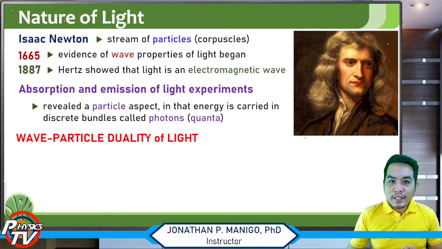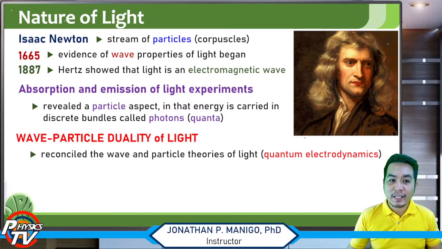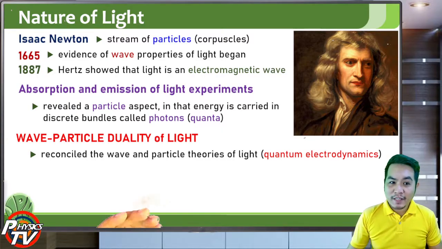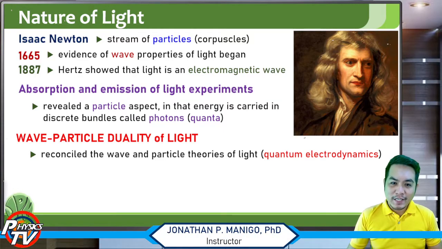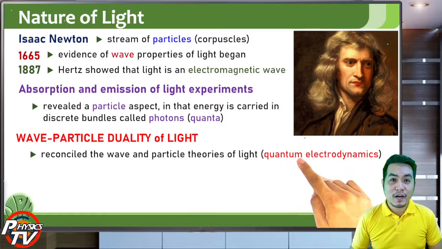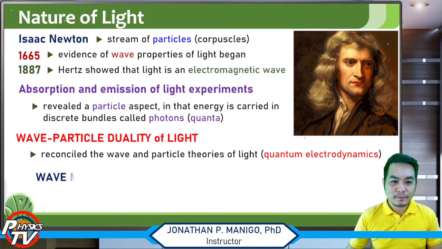So light is actually dual. It's both a particle and a wave. And we call this nature of light the wave-particle duality of light. The wave-particle duality of light reconciles the wave and the particle theories of light. And this is discussed specifically in a higher, advanced physics subject called quantum electrodynamics.